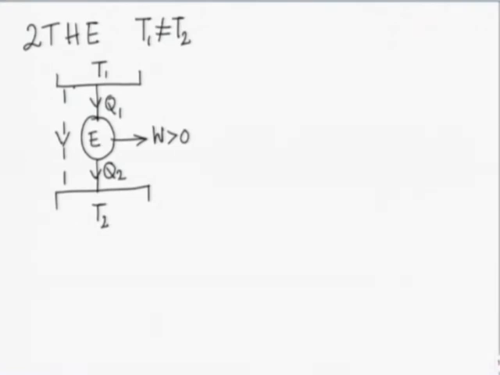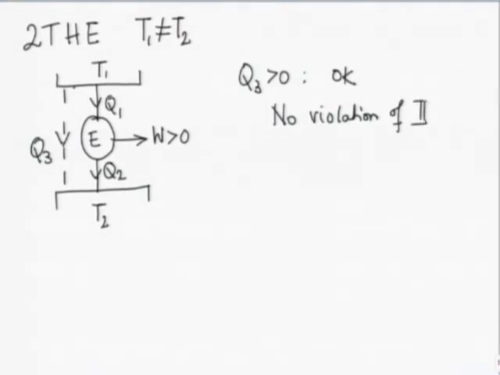We are on to something here. So if you say this is Q3 greater than 0, it is okay. No violation of the second law. Now what about the other way round? Let us say that, or maybe I should go on to the next page.